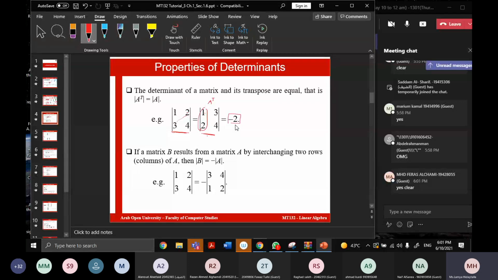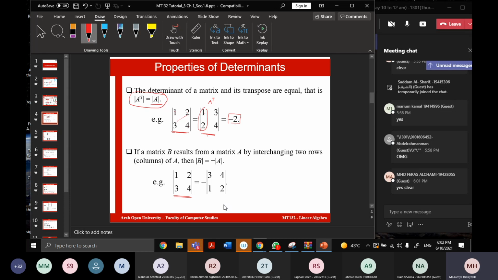1 × 4, 4, 4 − 6, it is again −2. So the first property is that the determinant of the transpose of the matrix is the same as the value of the determinant of the matrix. Both will have the same value. Second property.